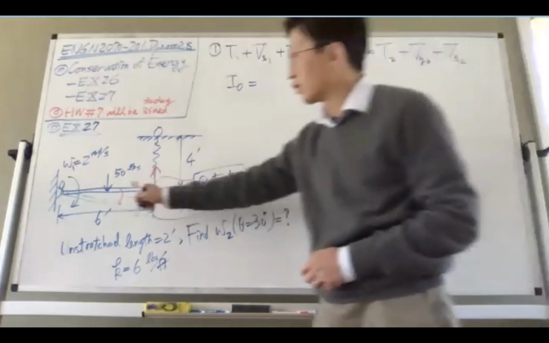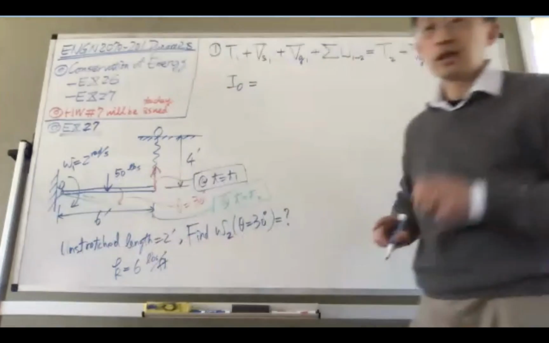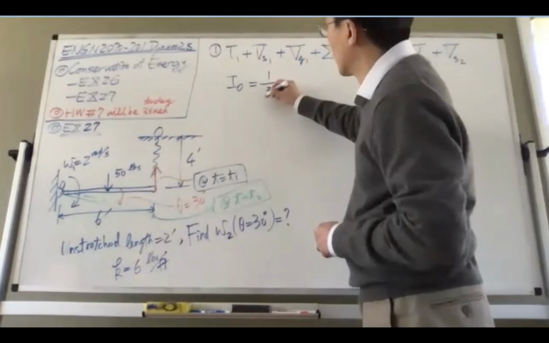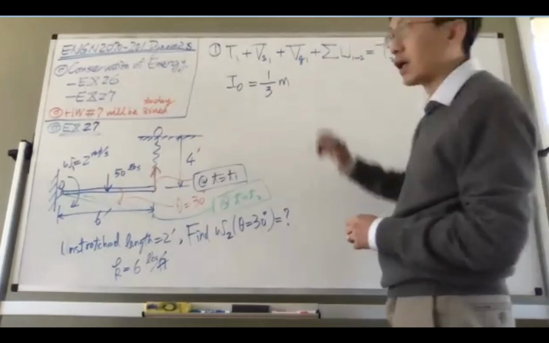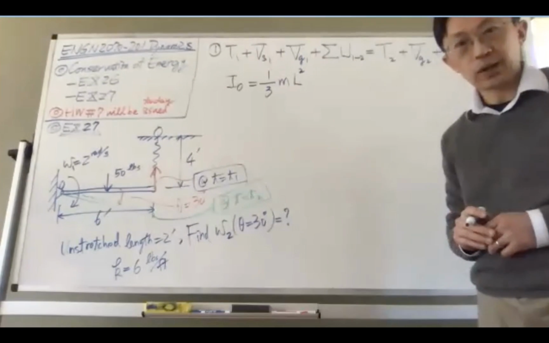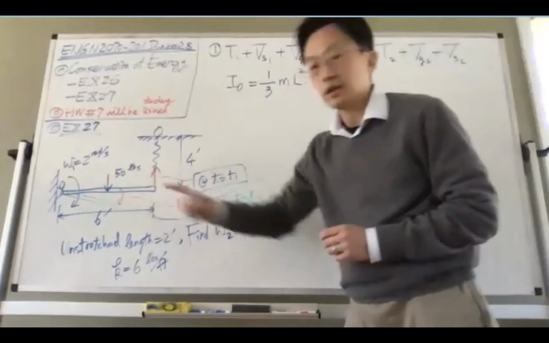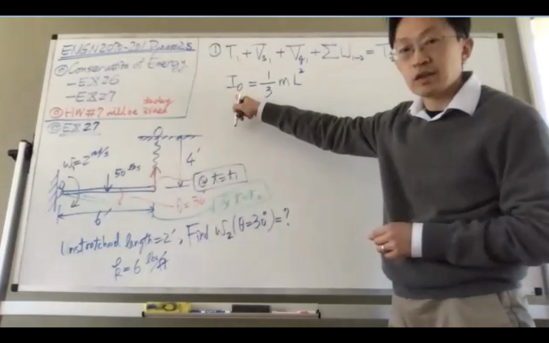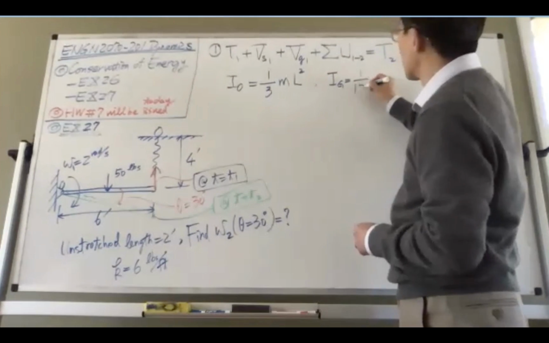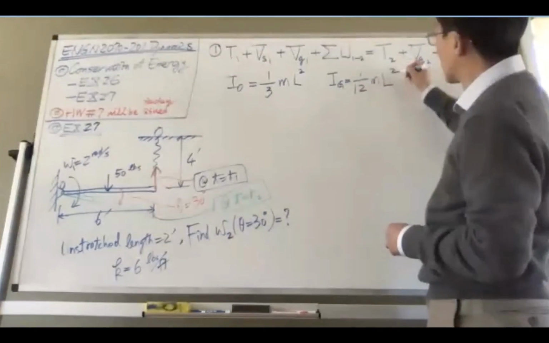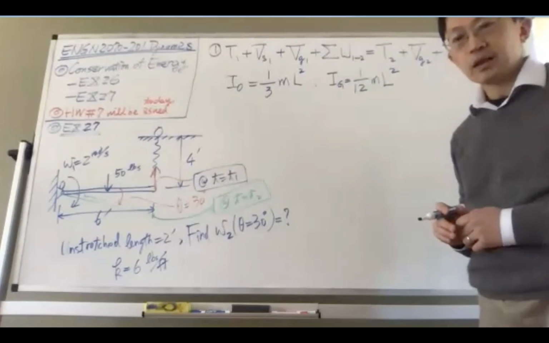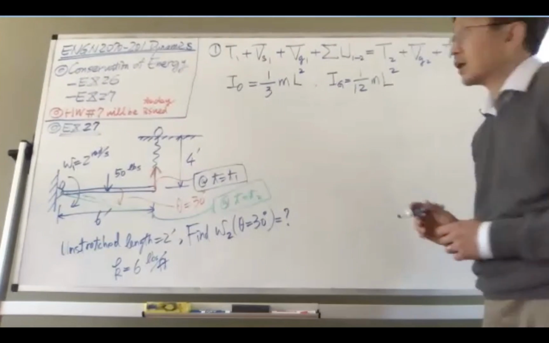Now, when it's not at the center of gravity but at the center of rotation, that will give us 1/3 total mass times total length squared, correct? For this bar. And remember, it's not at the center of gravity, but at the center of rotation. At the center of gravity, Ig is 1/12 times mass times L squared. This is the first example we did in mass moment of inertia.